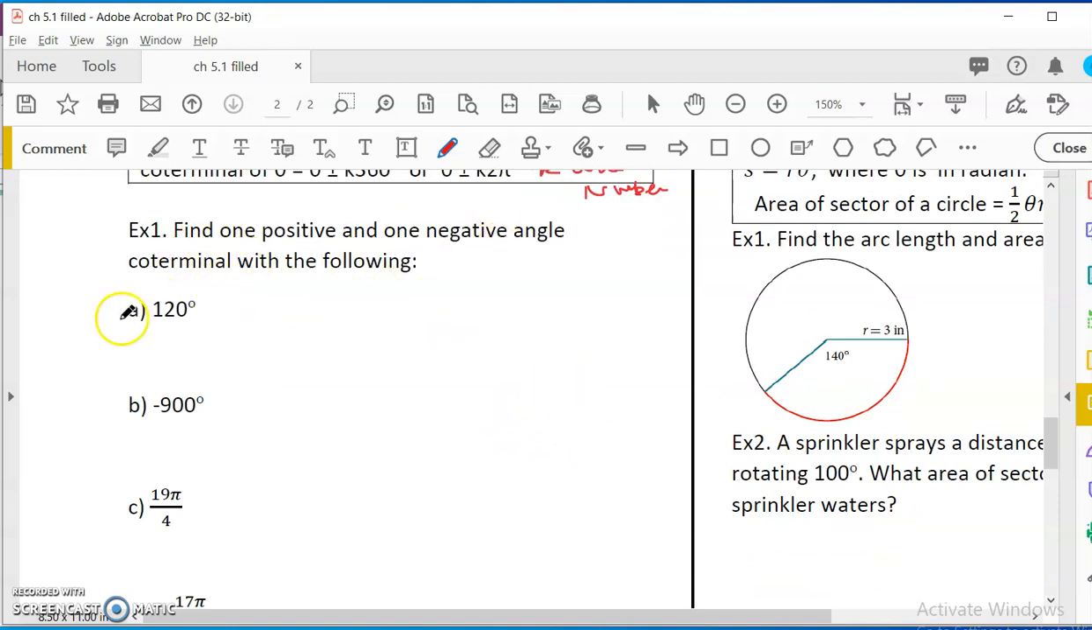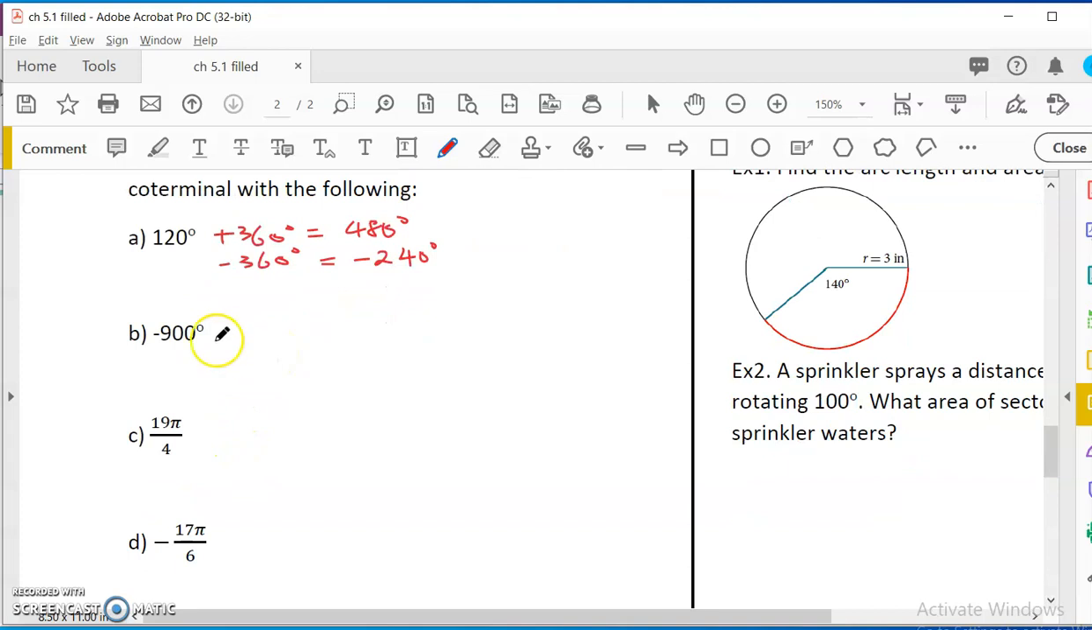Find one positive and one negative angle coterminal with the following. The positive would be plus 1 time 360. So 480 is coterminal with 120. If I subtract 360, that would be negative 240. That is also coterminal.